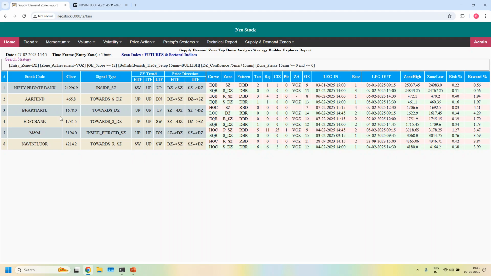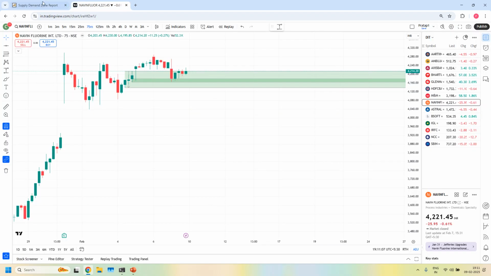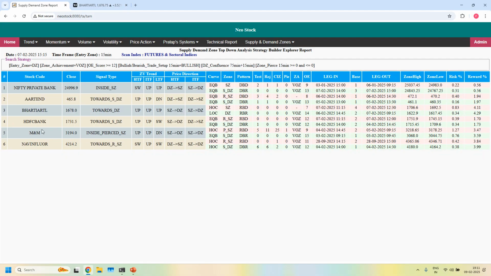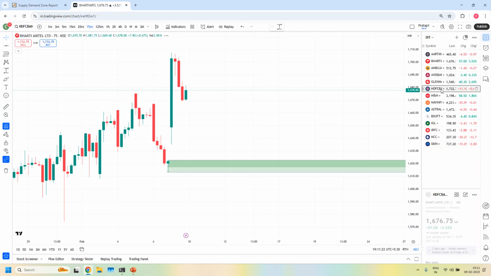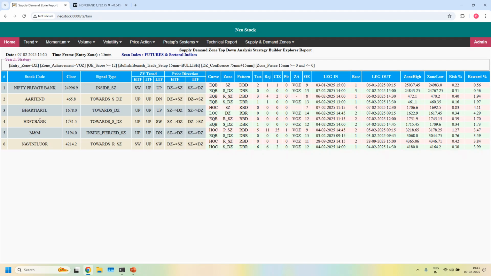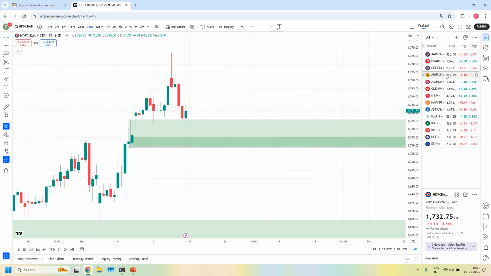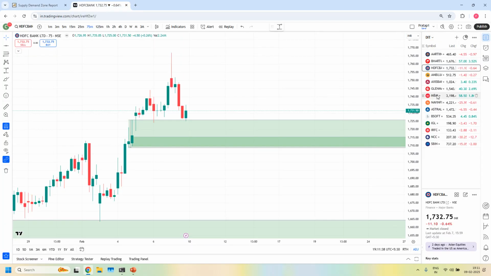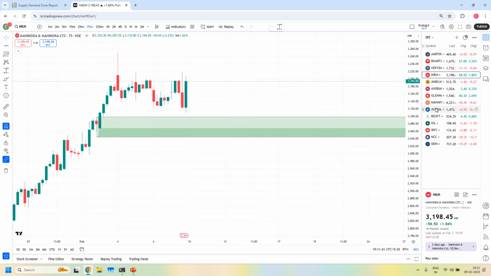So what I do is adjust all these overlapped zones to the first in our playlist. First RT Industries. Next one is Bharti Airtel. Then HDFC Bank. I am keeping these zones in the upper side of my watch list so that I know these zones have high priority. Next one is M&M and Navin Fluorine.